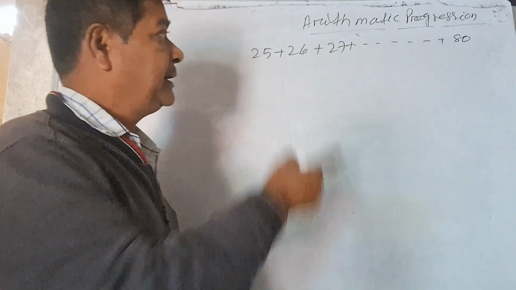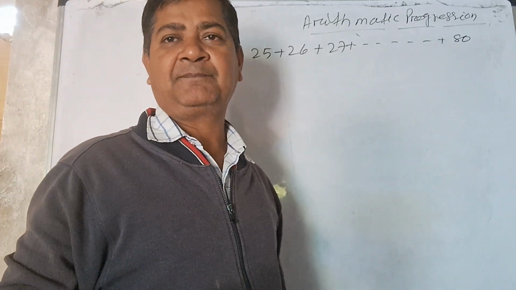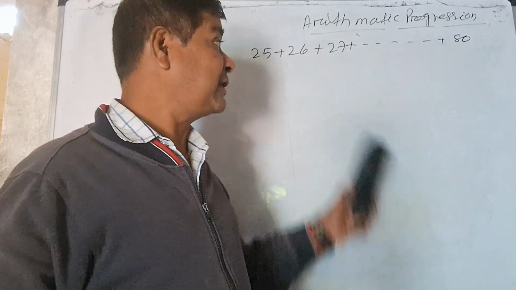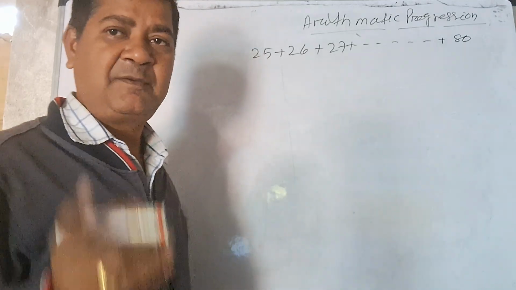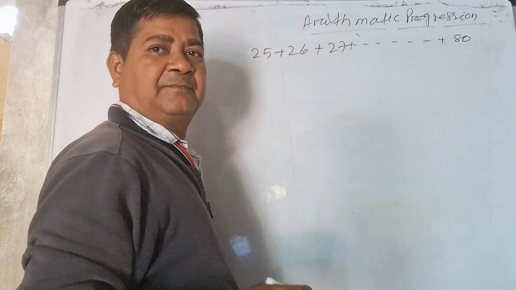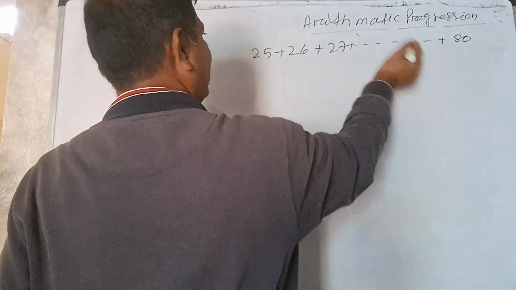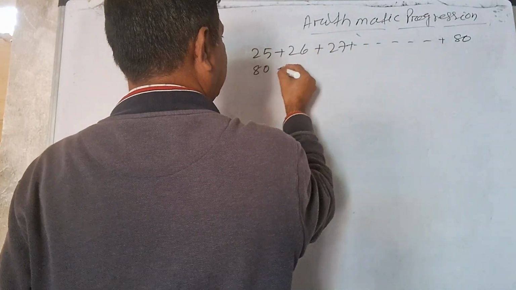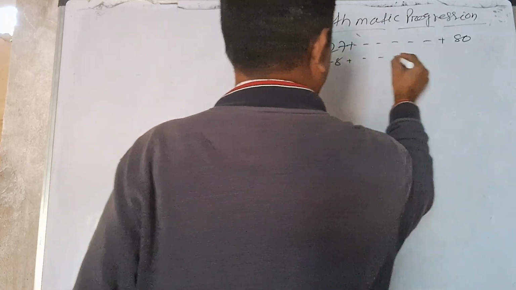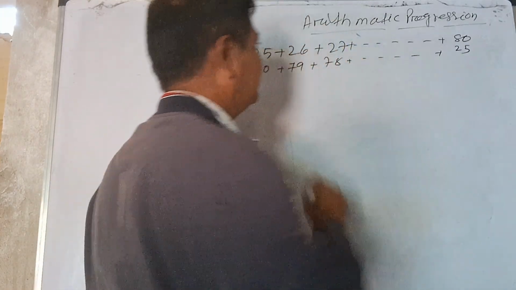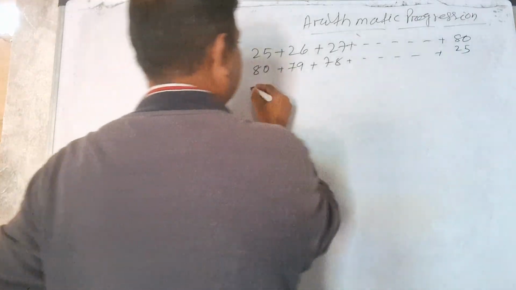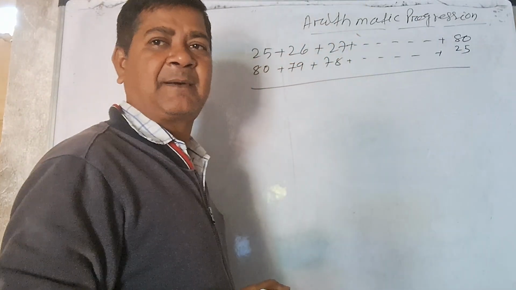Find the sum of the numbers from 25 to 80. What is the easiest way? How can we find the sum? Write the numbers in backward counting: 80, 79, 78, and the last is 25. Starting from 25 up to 80, write it in backward counting.